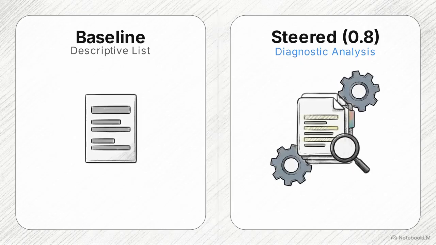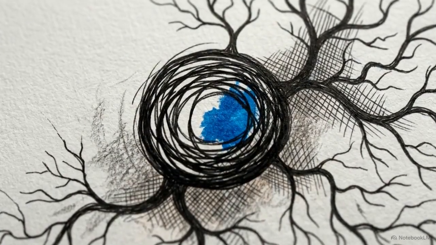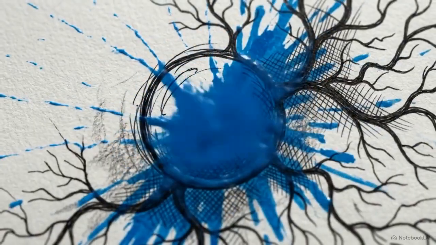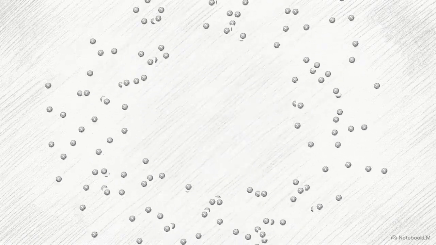This highly diagnostic output is the direct result of our internal manipulation, standing in sharp contrast to our original baseline list. We have altered the model's reasoning mechanics without changing its weights or the prompt, solely by amplifying a single internal feature. We have transformed a generator of simple lists into a complex diagnostic reasoner.